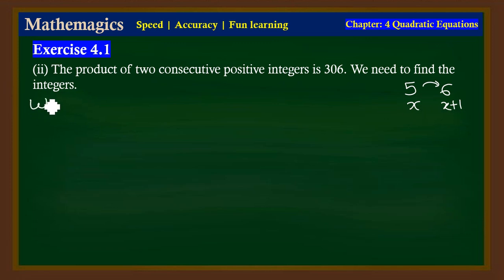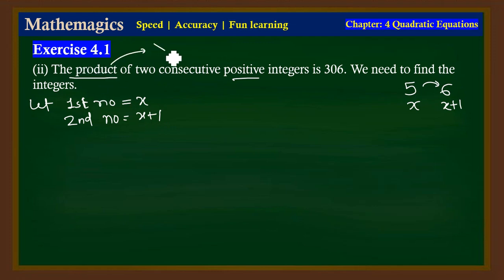So let us consider, let the first number, positive number, is equal to x, then the second number is equal to x plus 1, because they are positive integers and both are consecutive. It means both are near to each other. After 5, 6 comes, or before 6, 5 comes, like that only. And the question is asking regarding the product, and obviously the meaning of the product is to multiply. So according to the question, we can say that x into x plus 1, as it is saying the product of the two consecutive positive integers is 306.